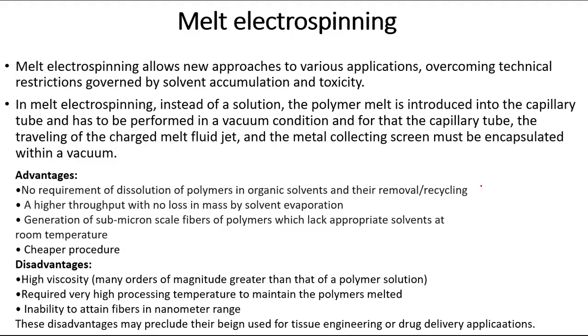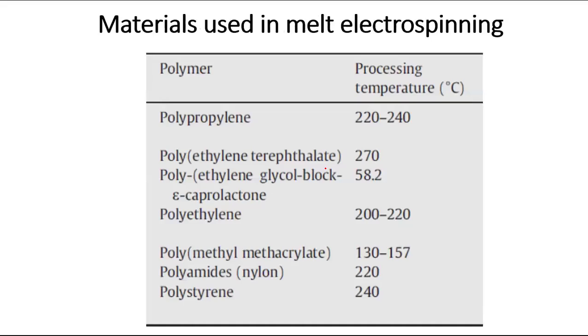What are the disadvantages? Yes, it does have high viscosity. You cannot control the viscosity by controlling the concentration. So it requires a higher processing temperature and you need to maintain that temperature throughout the spinning. And then most of the time melt electrospinning does not allow you to form the nanometer range. So therefore melt electrospinning is not widely used for nanofiber formation. Okay, so for melt electrospinning, these are the materials and their processing temperatures.